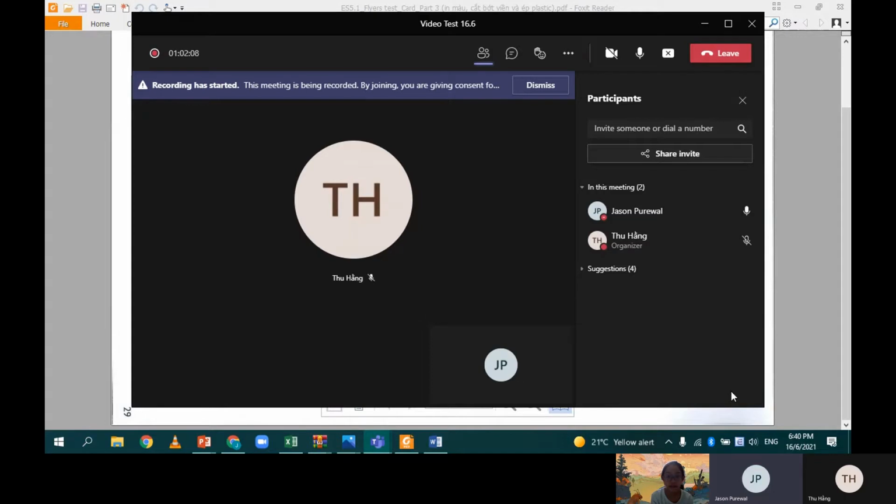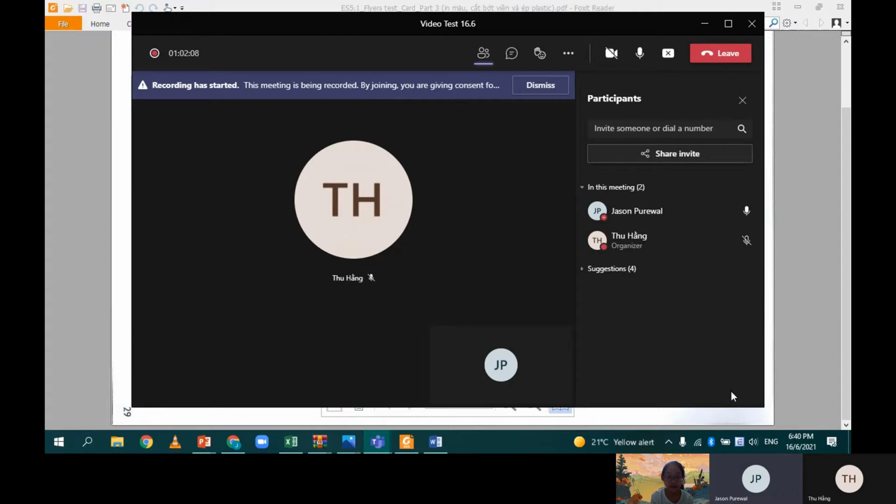Okay, there are 4 parts to your test. Part 1, we're going to start with part 1, which is about finding 6 differences between 2 photos. Okay, so here on the left is my picture, and on the right is your picture. Okay? Teacher, I can see your screen.